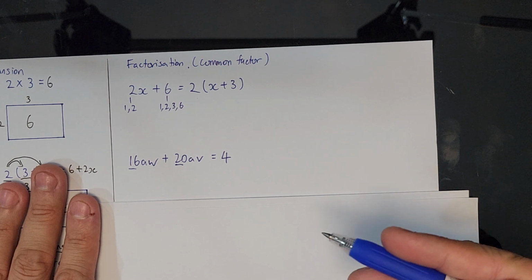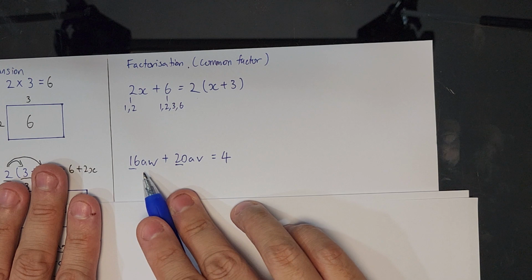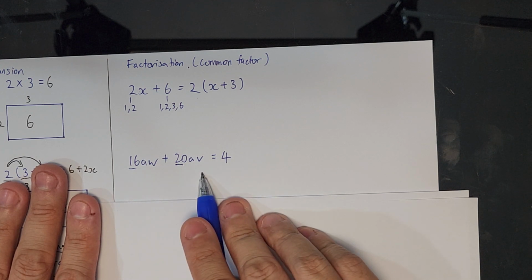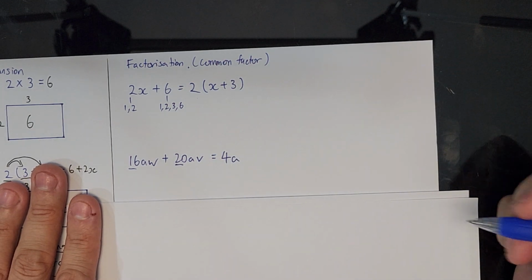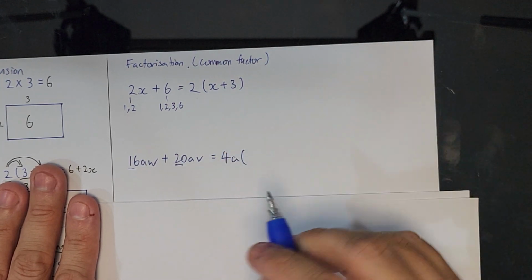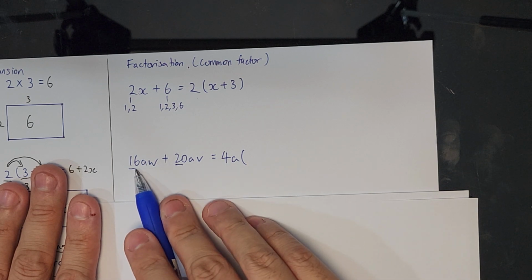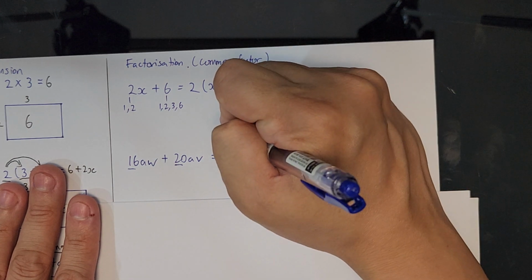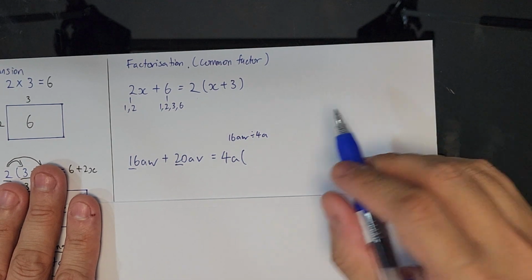Then next, I move my attention to the algebra, the letters. Look at the common letter. The letter is very easy compared to the number. Both of them have a, right? So a is the common factor. And then what do I have now? Over here is a division. I'm supposed to have 16aw divided by 4a. Now how do I divide?